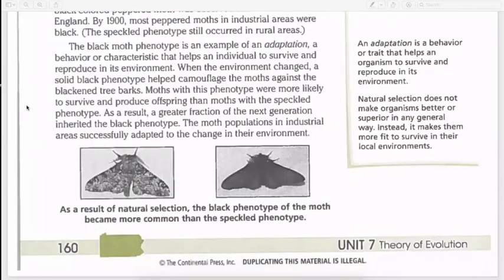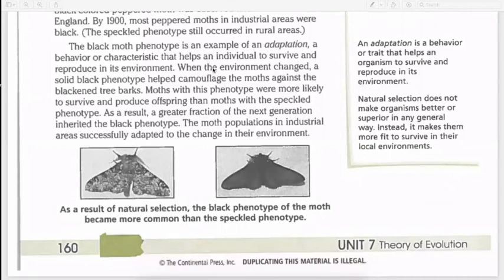The black moth phenotype is an example of an adaptation, a behavior or characteristic that helps an individual to survive and reproduce in its environment. Guys, I'm going to stop and explain that for a second. We typically use the word adaptation wrong. Right? When we say adaptation, people think it means to change. It does not. An adaptation is not a verb. It's not something you do. It's something that you have. It is a noun. An adaptation is a thing that you have, some aspect of your body that helps you survive. Human adaptation would be our opposable thumbs or our very large brains.